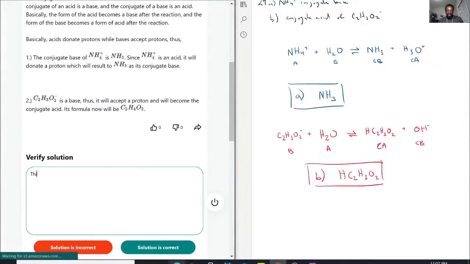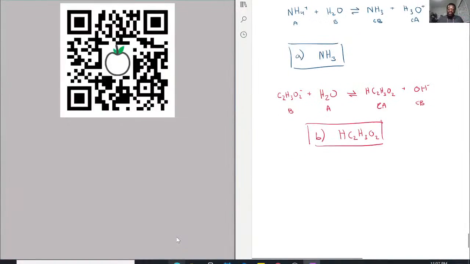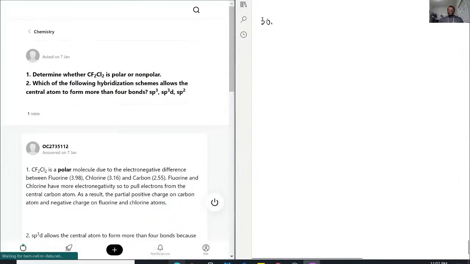So this is correct. And now for the last question of the evening, we have: determine whether CF2Cl2 is polar or nonpolar. Which of the following hybridization schemes allows the central atom to form more than 4 bonds? So with that being said, I'm not sure if you can read the answer already, but we're going to just solve A and B.